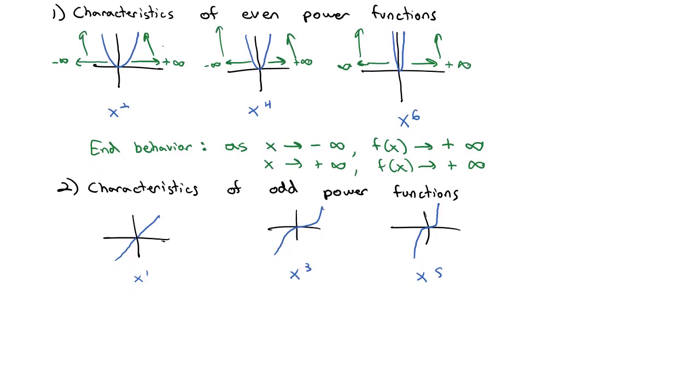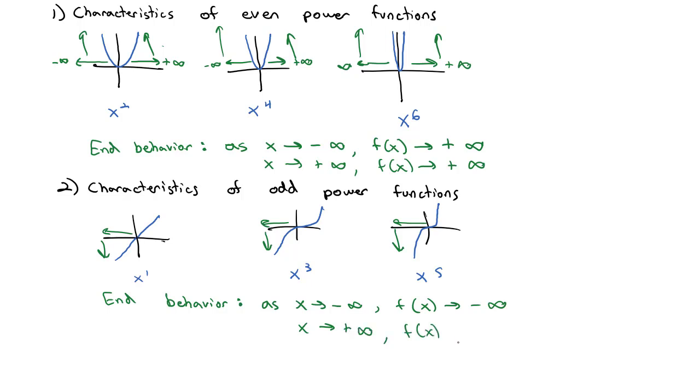Now here, you notice our end behaviors are doing something slightly different. With these odds, as x goes to negative infinity, if we go off the left side of the graph, where does the graph go? This time the graph goes down. So with these odd power functions, f of x goes to negative infinity if we're on the left side. And if x goes to positive infinity, then f of x on the right side, here you notice it goes up on the right side. So the f of x is going to positive infinity. That is the end behavior of the odd power functions.